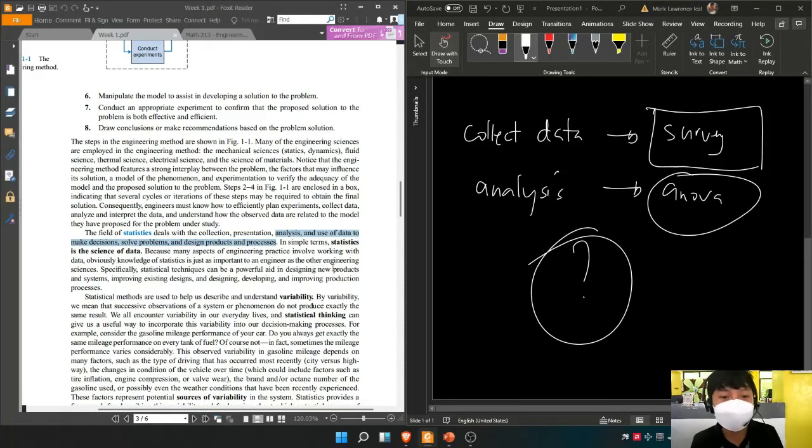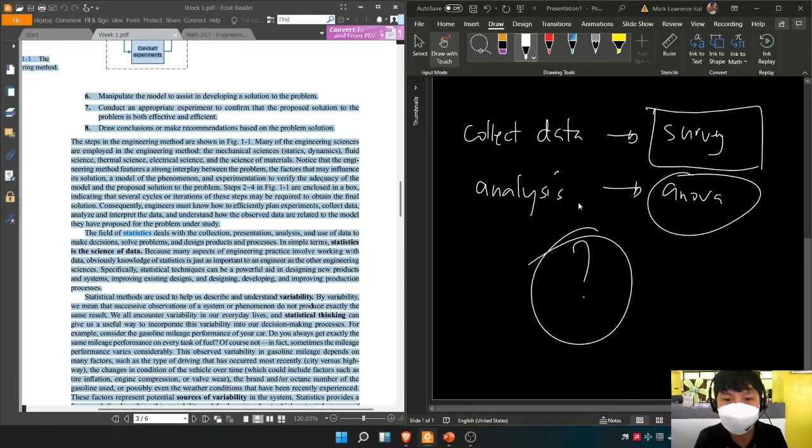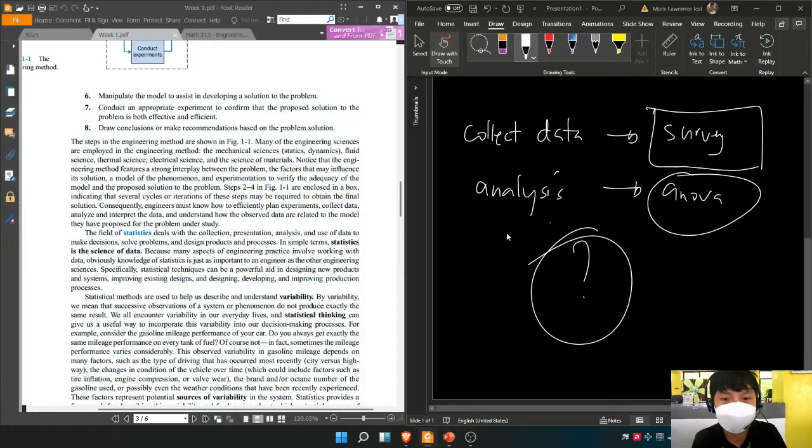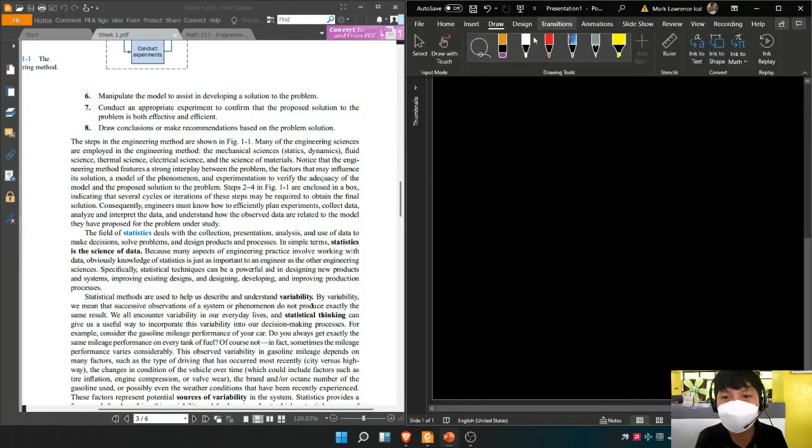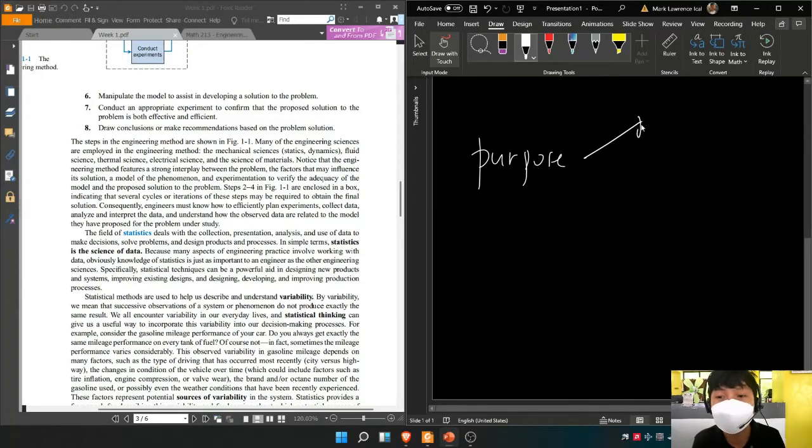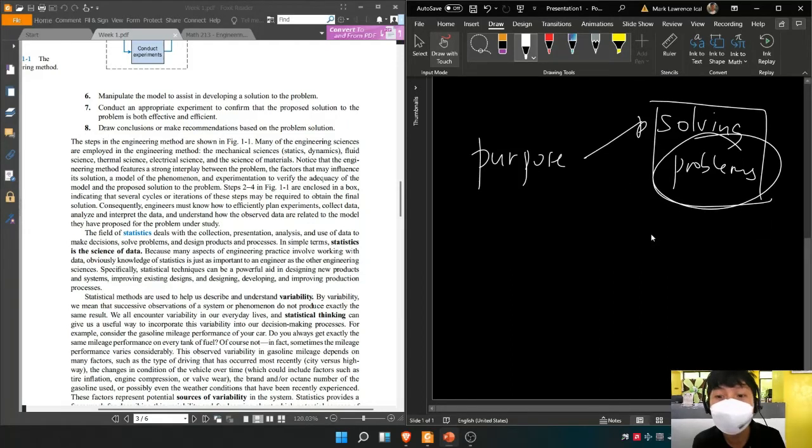So if you cannot use data purposefully, if you don't have a purpose for your data, so what's the point? You have to have a purpose for your data. That is why we engineers are solving problems. Okay, we solve problems because that's our purpose. Okay, I hope that's clear.